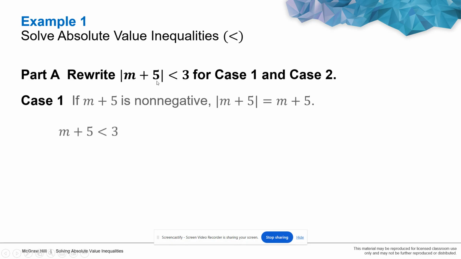So in case 1, I can just remove the absolute value signs, and I would have n plus 5 is less than 3. If I want to solve this inequality for n, that should be a pretty easy process. I would subtract 5 from both sides, and I would get n is less than -2. So case 1 is done. That's all case 1 is, okay?